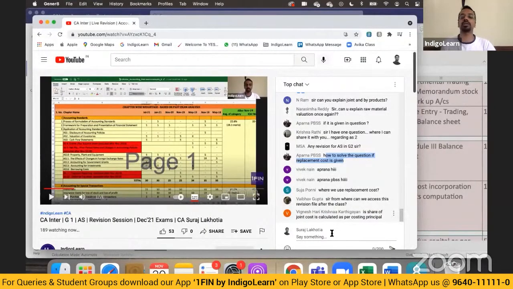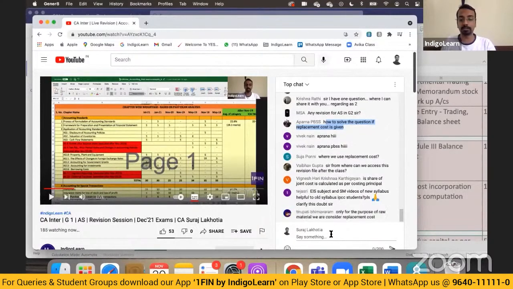Yeah, share of joint cost is generally calculated as per your costing principle. You can use the units method. You can use the net realizable value method.